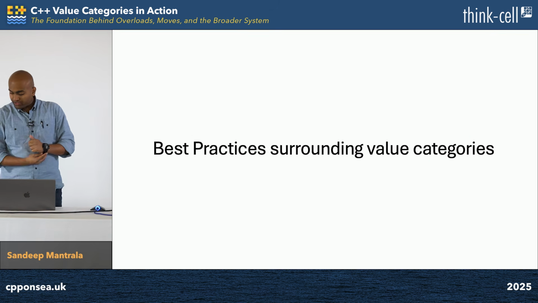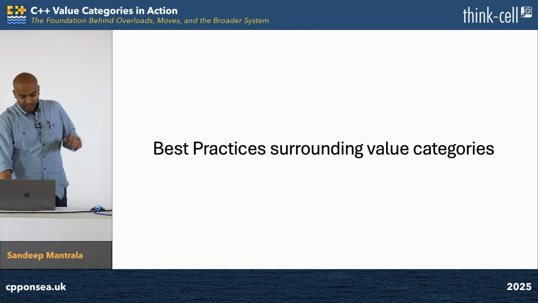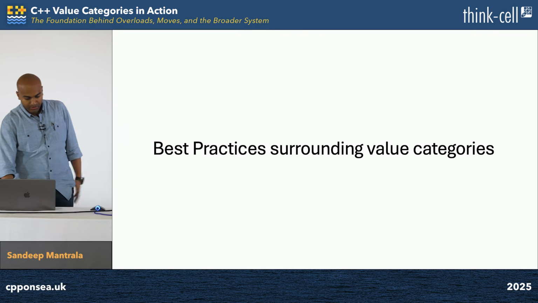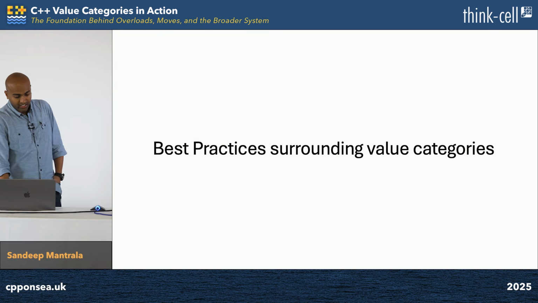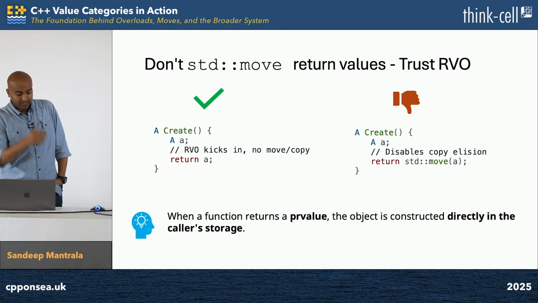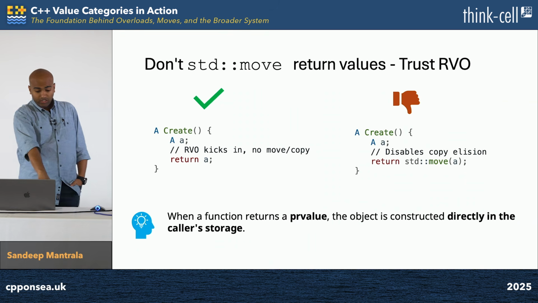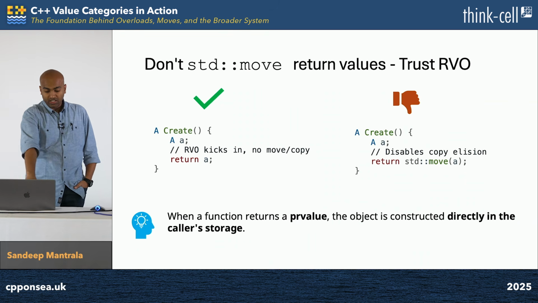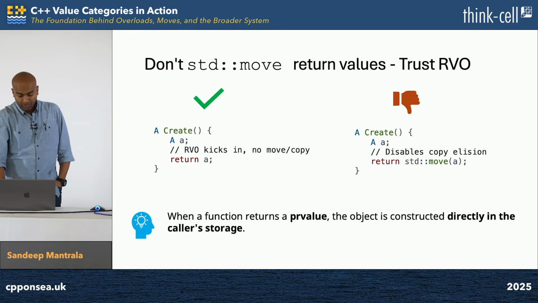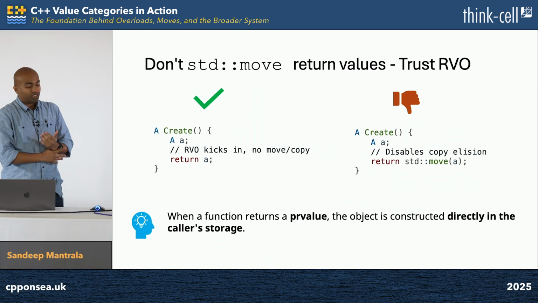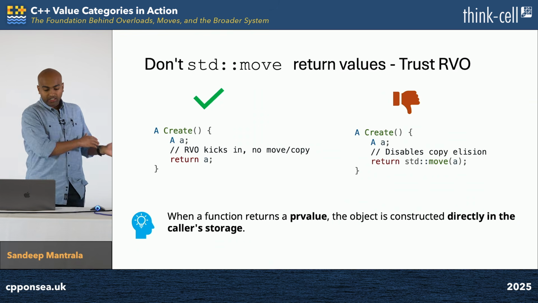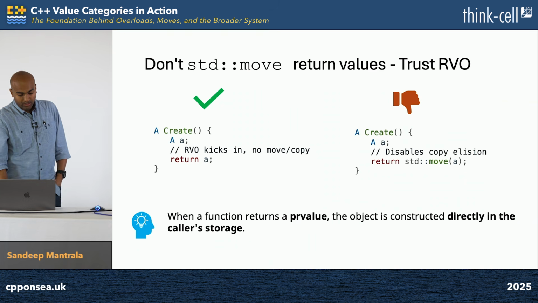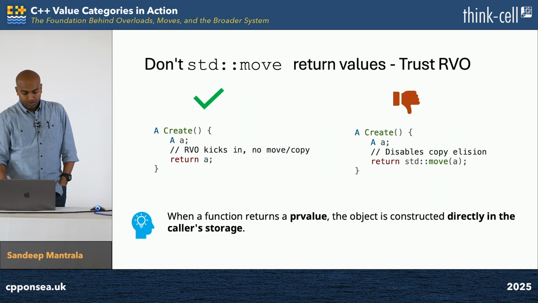I think I just have a few minutes left. So let's look at different best practices surrounding the value categories. When you're returning temporaries, try to avoid using std::move. Just return them by value, because like we just discussed, in C++17 copy elision makes sure that the values are directly constructed at the caller's storage. So something like on the right, where you're doing std::move on return, is not very great.